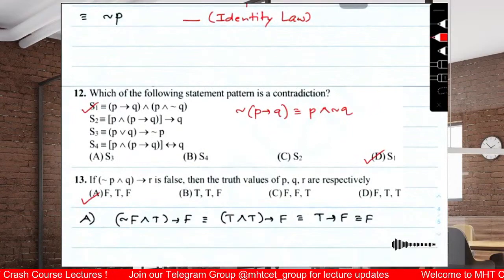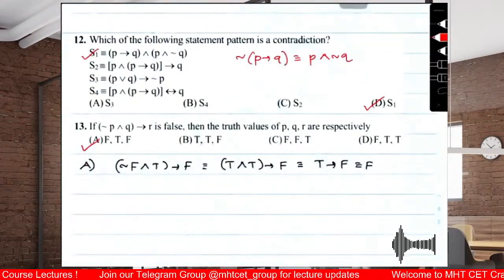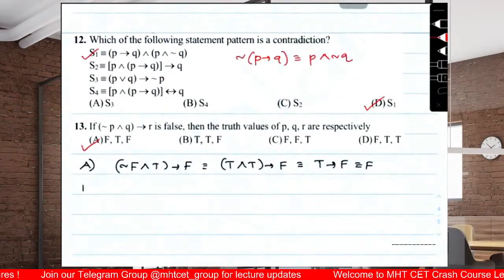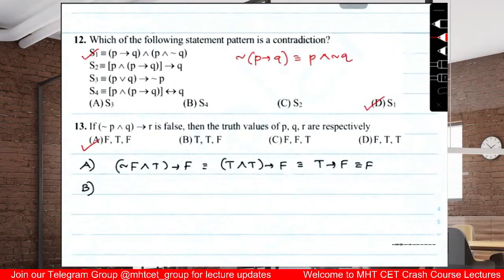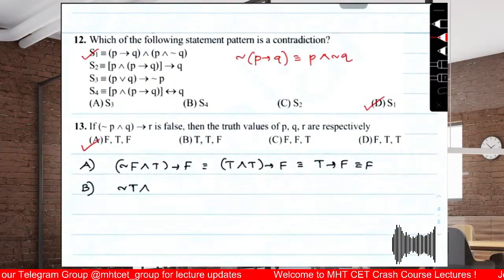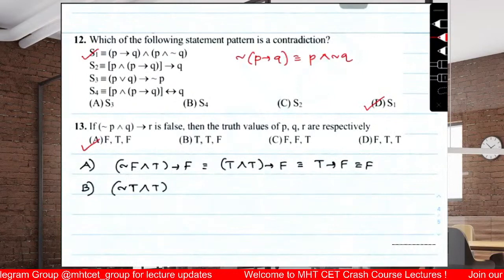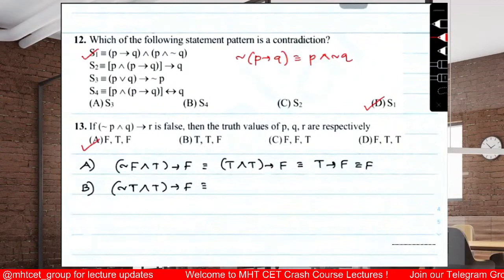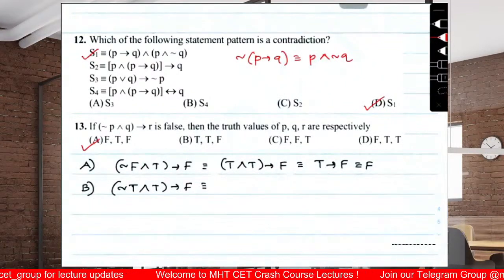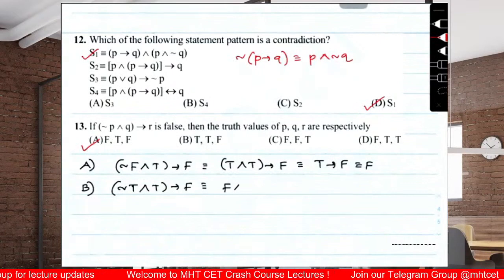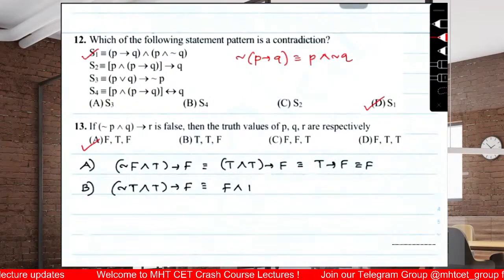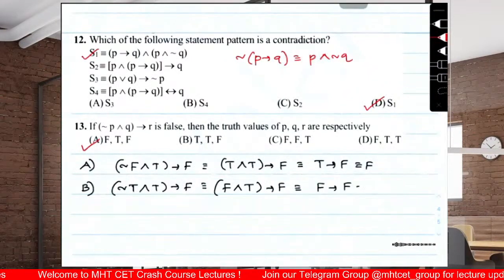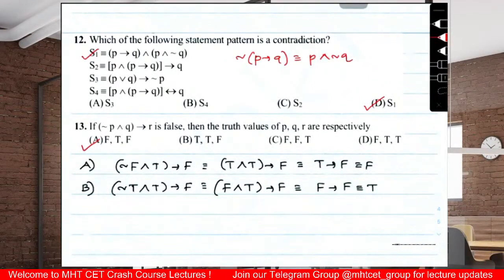ऑप्शन बी डालो. ऑप्शन बी में क्या लिखा है, देखते हैं ना. True, not true and true implies false. True implies false. That is false implies false. That is true. So ये reject हो जाएगा.